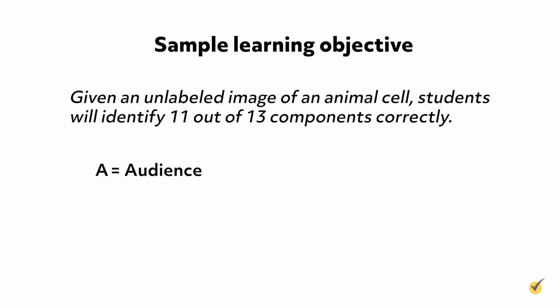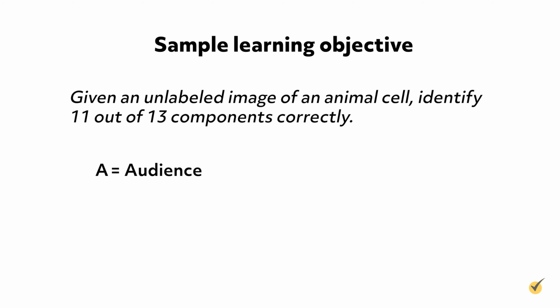The A stands for audience, or the learners who are expected to meet the expectation. In this objective, the students are the audience. This component is sometimes omitted from the objective if the intended audience is clear. For example, a classroom teacher typically writes all learning objectives for the same group of students. In this case, the teacher may omit the word students and simply say, given an unlabeled image of a cell, identify 11 out of 13 components correctly.